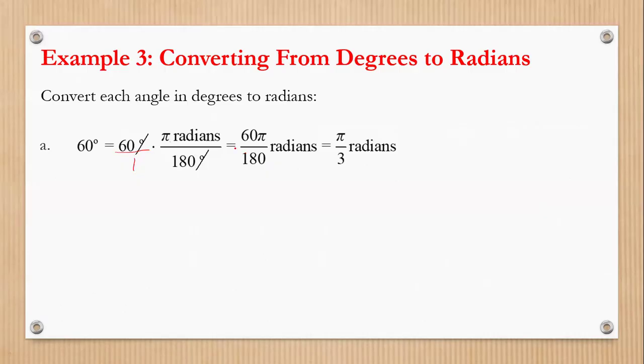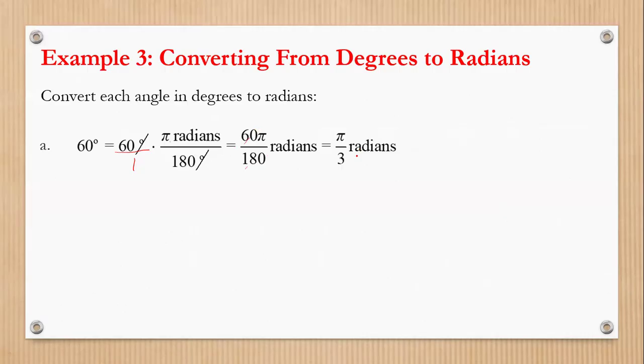Now, can we cancel out? Yes, we can simplify 60 by 180. If you divide both by 60, we get pi over 3. So 60 degrees is exactly the same as pi over 3 radians. In degrees it is 60, in radians it is pi over 3.